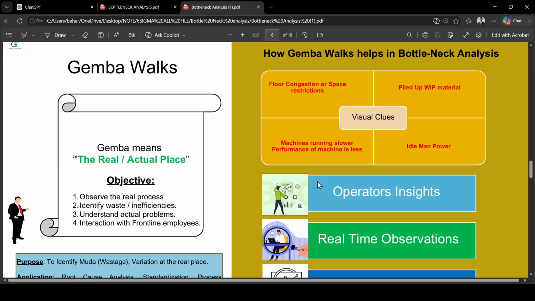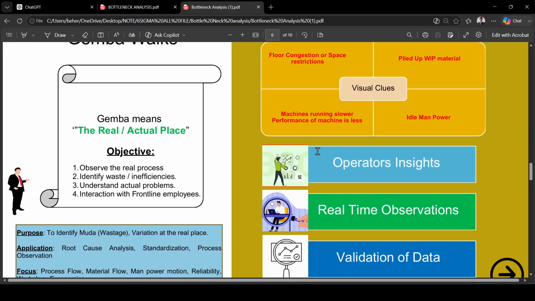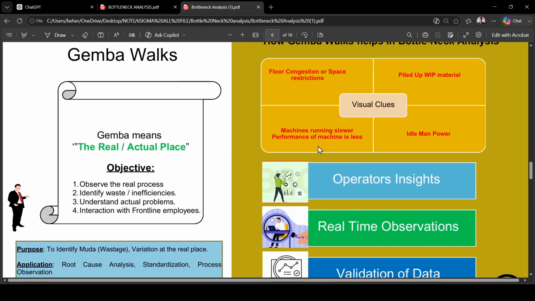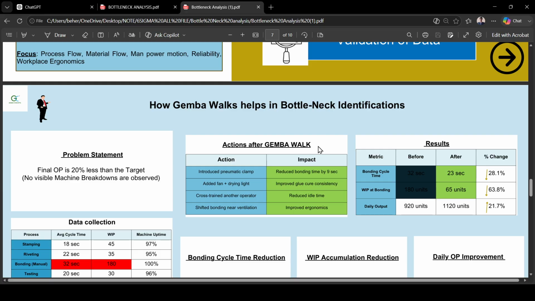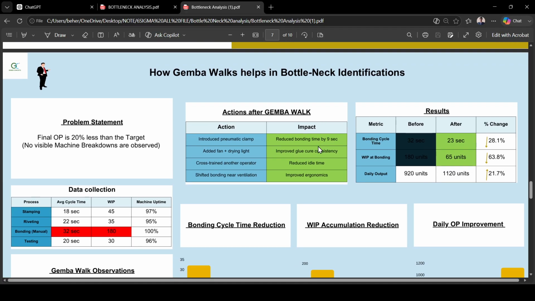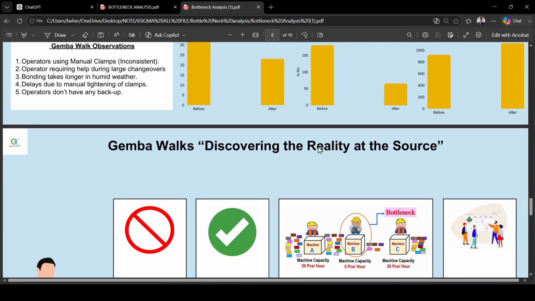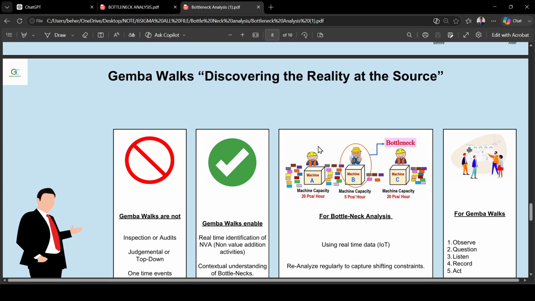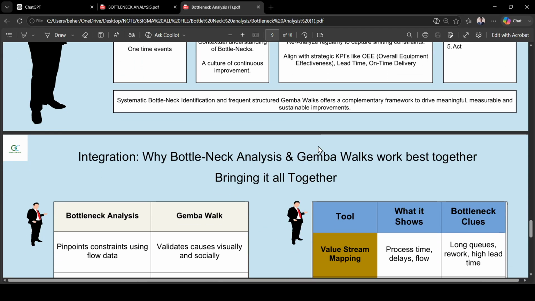You know how Gemba works in bottleneck analysis. The operator provides real-time observation and validation of data. How to also ask about bottleneck analysis: process within the data collection and data support, taken on video. Then Gemba work discovers the data sources. See, that is also a bottleneck.